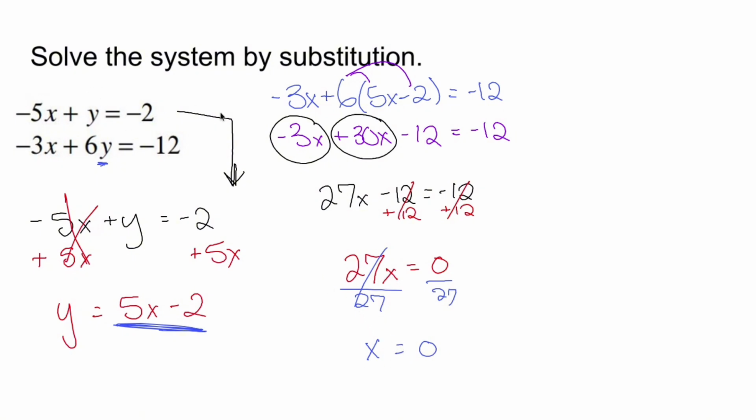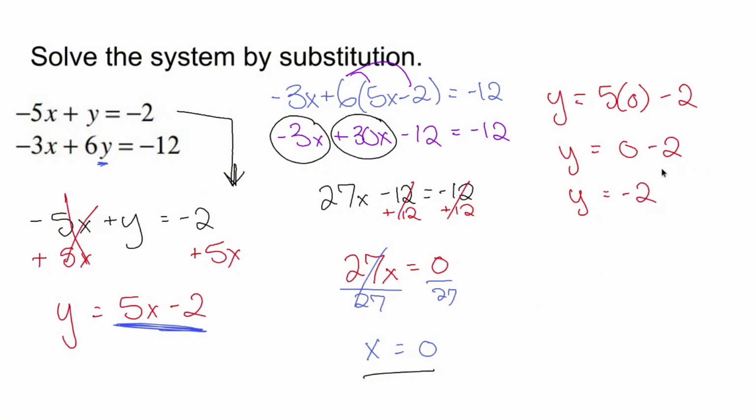Well, didn't I take the top equation and solve it for y a couple minutes ago? I did. So why don't I take that one right there and replace x with 0 because x is 0. So y equals 5 times 0 minus 2 is going to give me y equals 0 minus 2, and 0 minus 2 is negative 2. Now that I have an x value of 0 and a y value of negative 2, I can put together a point that is 0, negative 2.